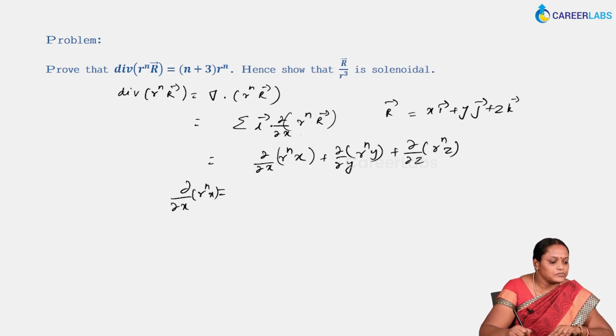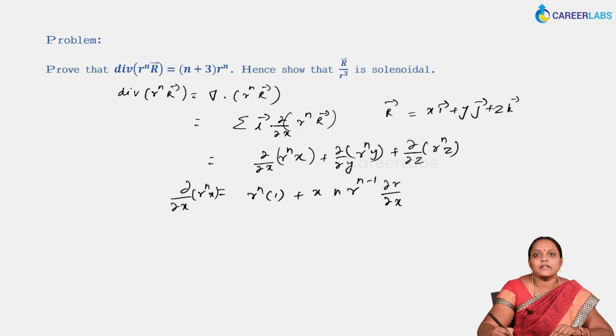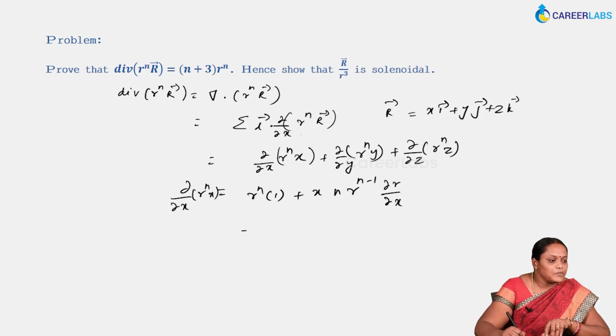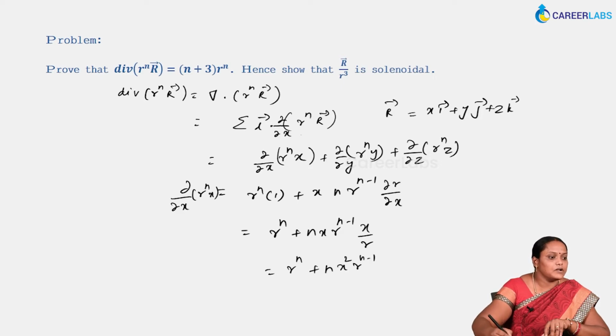Now let us consider dou by dou x of r^n x. Here it is a product of two functions. So this is r^n into the differentiation of x, which is 1, plus x times n r^(n-1), and the differentiation of r is dou r by dou x. We already learnt that dou r by dou x is x by r. So this is r^n plus n x r^(n-1) into x by r, which is r^n plus n x squared r^(n-1) divided by r. Bringing that to the numerator, it becomes r to the power n minus 2.